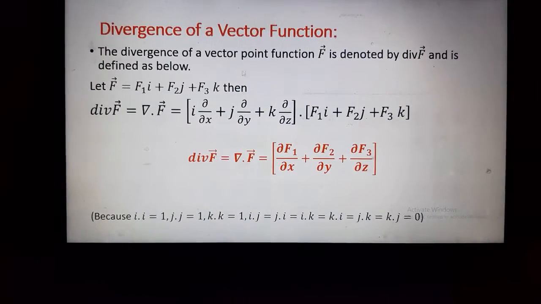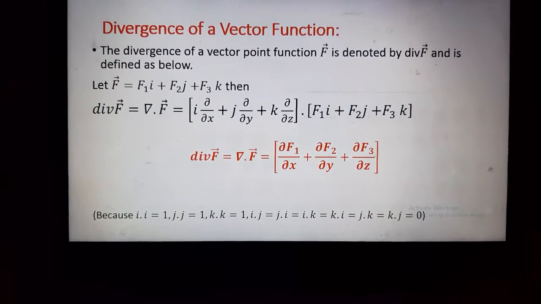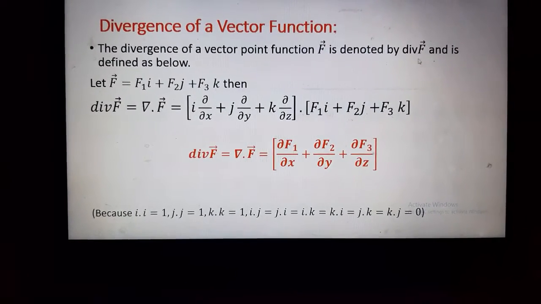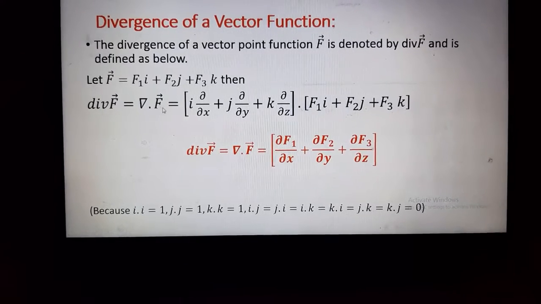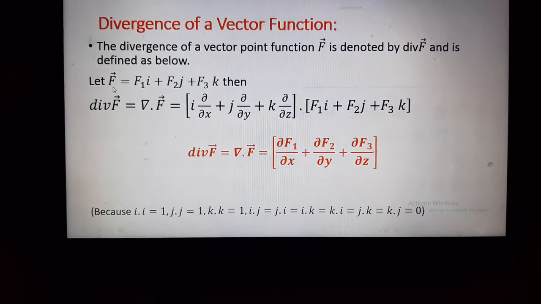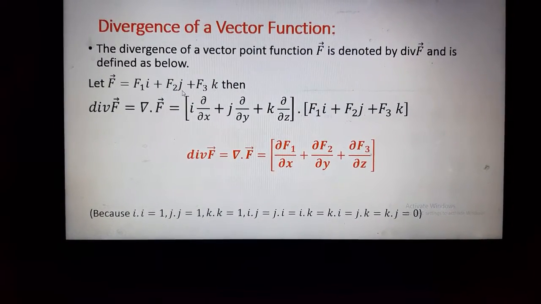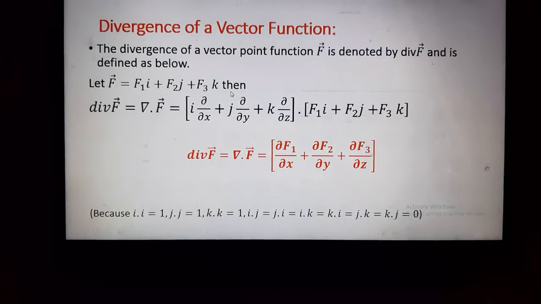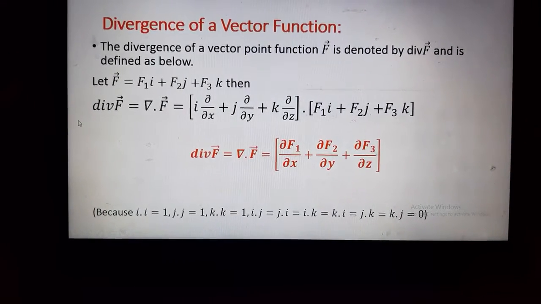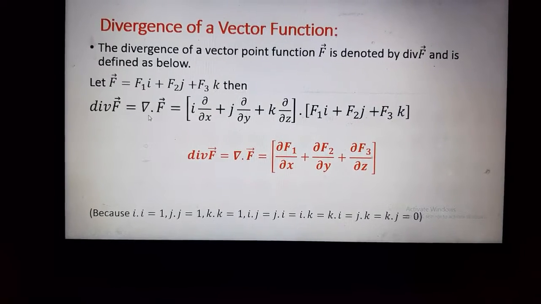The divergence of a vector point function f is denoted by divergence of f and is defined as follows. For that I will consider a vector f. So I will take vector f as f1 into i plus f2 into j plus f3 into k. Then divergence of f equals del dot f. Del is an operator.